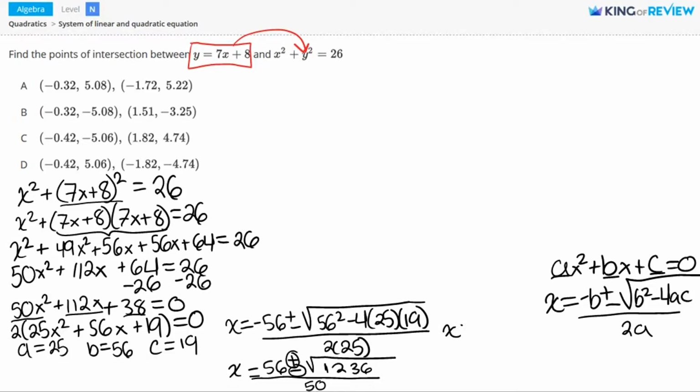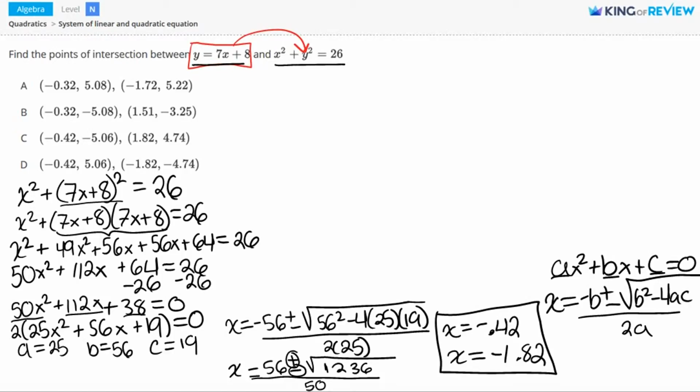So we get x equals negative 0.42, and we get x equals negative 1.82. These are the two x values. These represent the x-coordinates of the points of intersection. Now let's find the y-coordinates of the points of intersection. We can do this by plugging in the x values into either one of these two equations. I'm going to choose this first equation. So I have y equals 7x plus 8.